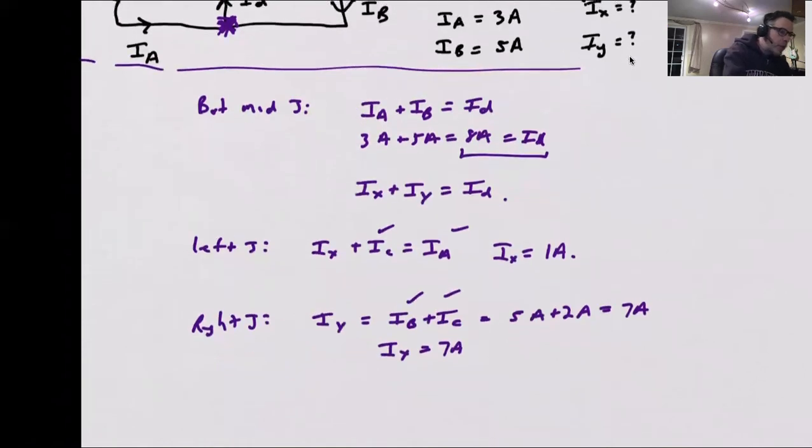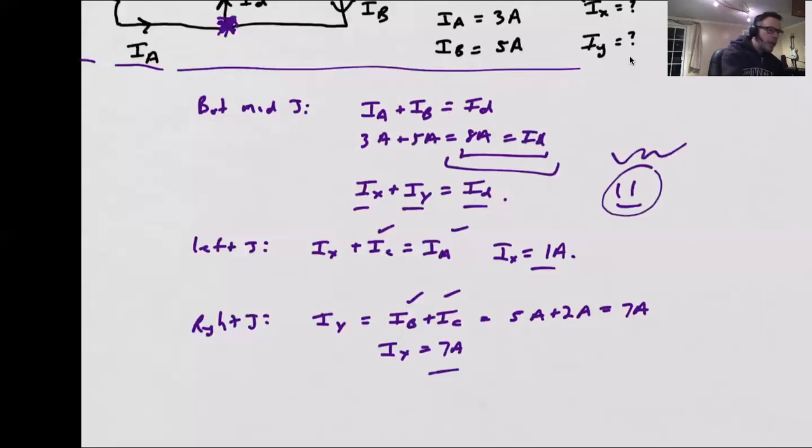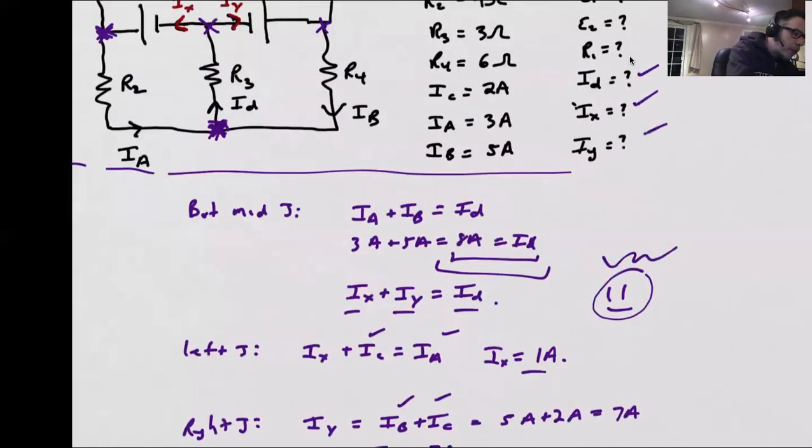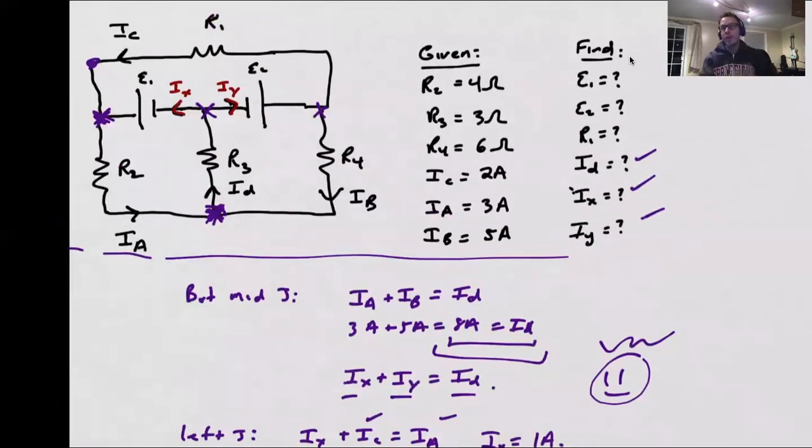And what do you know? What did we say that had to be true about IX plus IY? They had to be ID, namely 1 plus 7 had to equal 8. The world is a happy place when it comes to currents. So now if we rewind back to up here where we were, now we have all the currents. We have every current in every branch of this circuit. That's going to make our lives super easy.